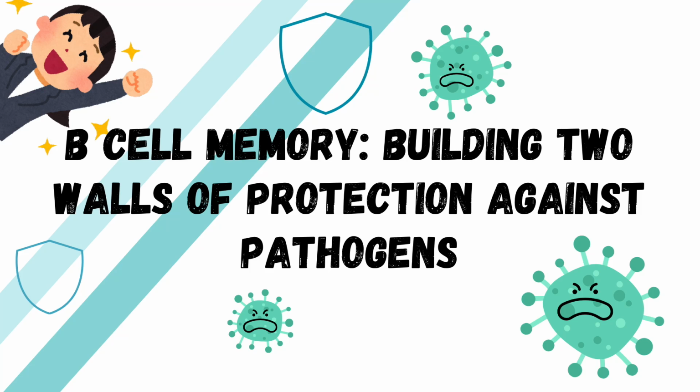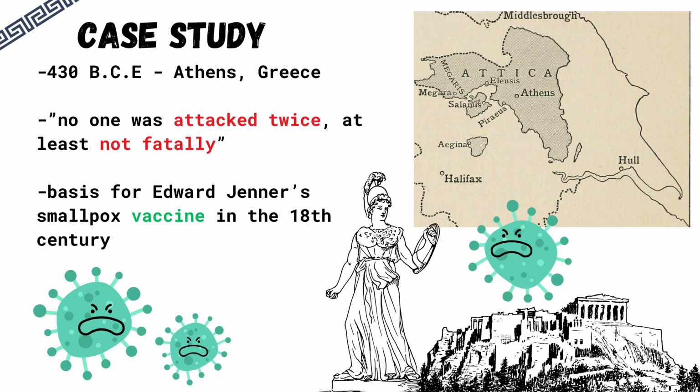Today we will be discussing the article B-Cell Memory, Building Two Walls of Protection Against Pathogens. To start off, we will take ourselves all the way back to 430 BCE, where a plague in Athens ran rampant through the city. Amidst this plague, survivors began to recognize their immunity, bravely caring for the infected, knowing that, in their words, no one was attacked twice, at least not fatally.